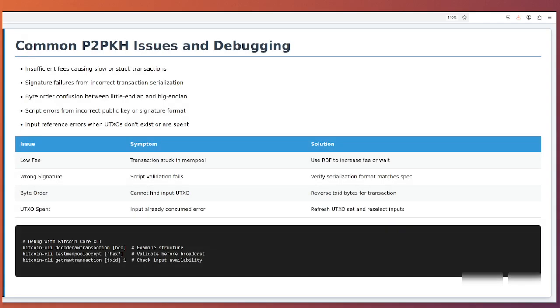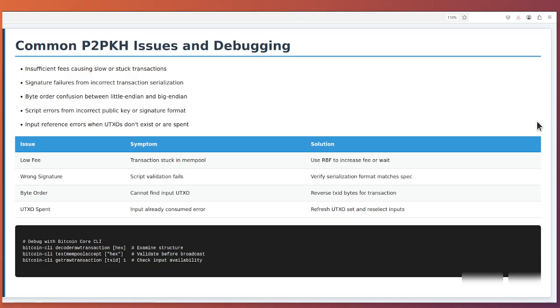Common P2PKH issues and debugging. Even experienced Bitcoin developers encounter issues when creating P2PKH transactions. Understanding common problems and how to debug them can save significant time and prevent loss of funds. Let's explore the most frequent issues and their solutions.